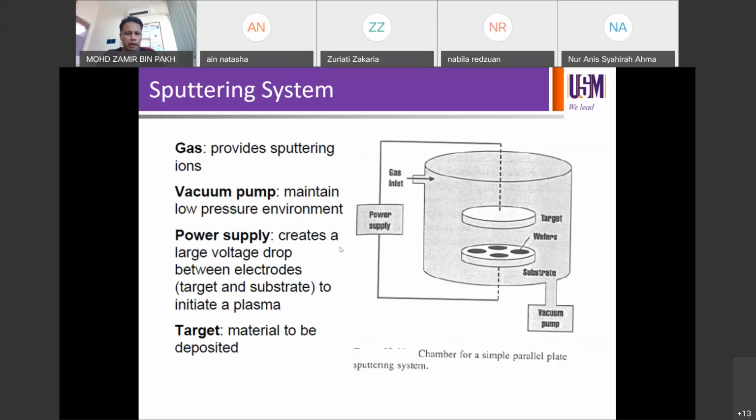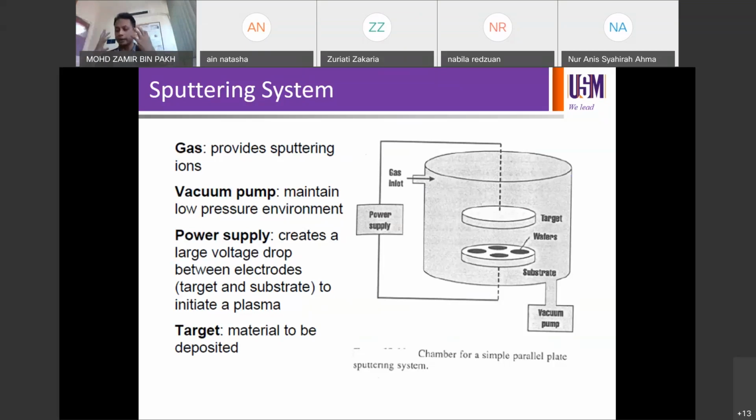Power supply, in order for you to create a large voltage drop between the electrodes, the target and the substrate, in order to create the plasma, right? You need the plasma, so you need the power supply to do the job. Otherwise, you'll just have argon gas in the chamber, but there is no initiation of the sputtering process because there is no plasma. If you just have gas molecules, you won't have enough energy to bombard the target material to initiate the deposition.